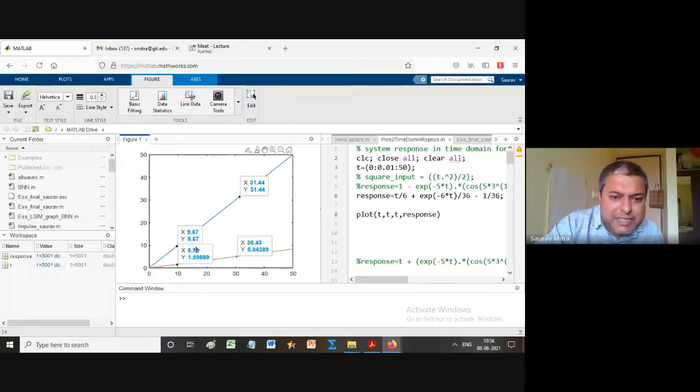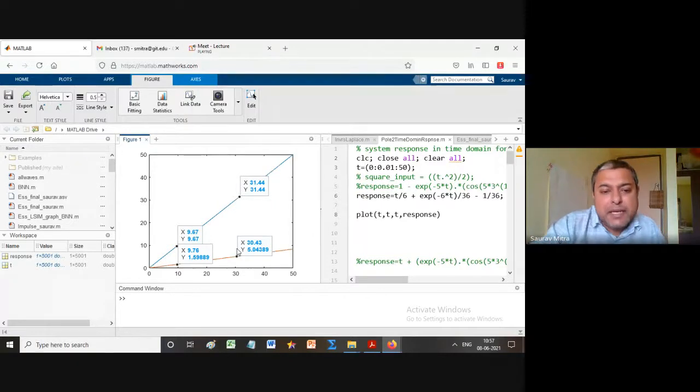So at 9.67 seconds time, the error difference between input and output was around 8. This much was the error at time 9.67. But at 30, the input will be 30 and the output is 5.04. So this difference has increased. So likewise, if you go towards infinity, how much will this distance be? This distance also will go to infinity.